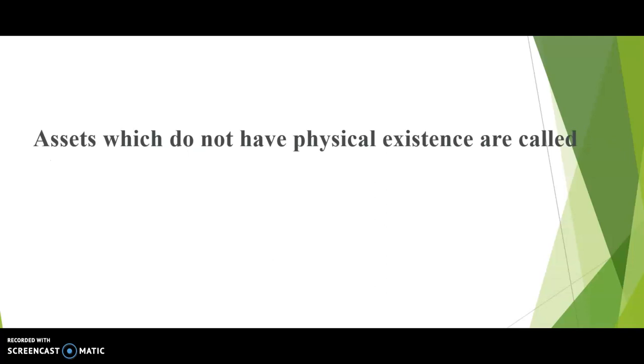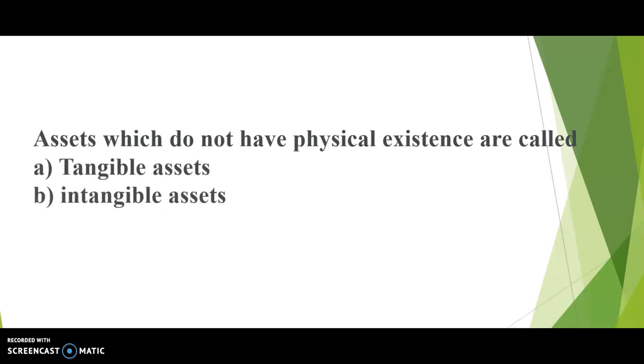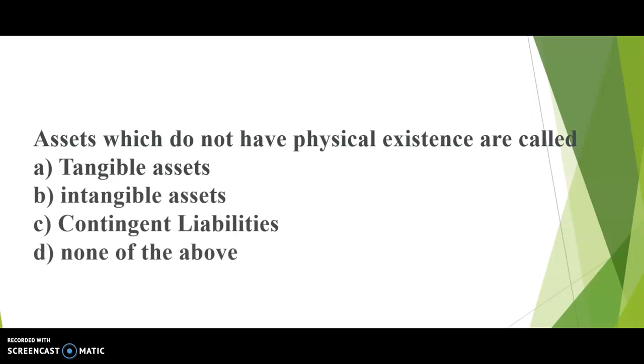Assets which do not have a physical existence are called: A, tangible assets, B, intangible assets, C, contingent liability, D, none of the above. Tangible assets are those which you can see and physically touch, so they have a physical existence. But the assets which do not have physical existence are called intangible assets. So the correct option is option number B.